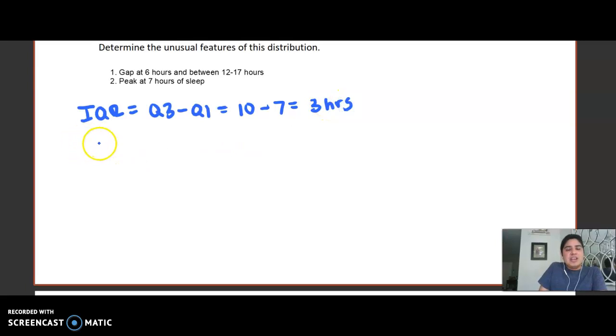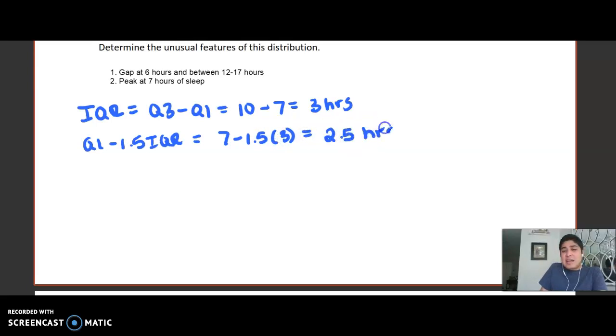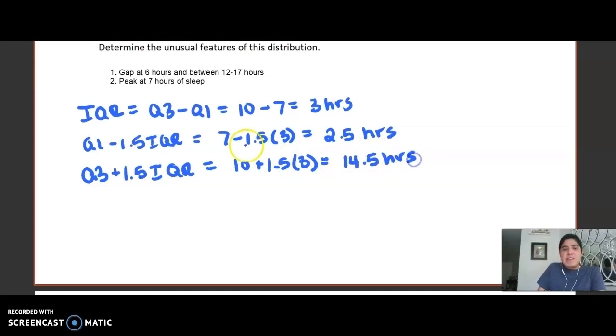All right, so let's check now for the lower fence. So Q1 minus 1.5 the IQR. So I'm going to take 7 minus 1.5 times 3. So if I have an observation that is less than 2.5 hours, that would be a lower outlier. And for Q3, we're going to check the upper end of the distribution. So now I'm going to do the same thing, 10 plus 1.5 times 3. Now, if there's an observation greater than 14.5 hours, that would be called an upper outlier.